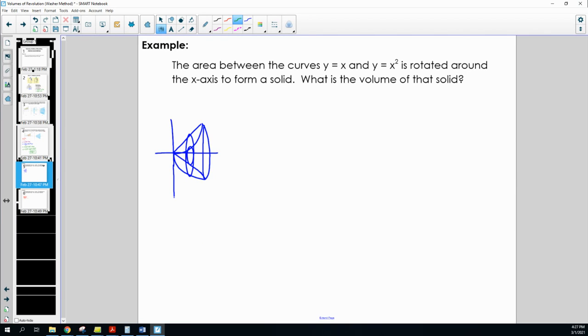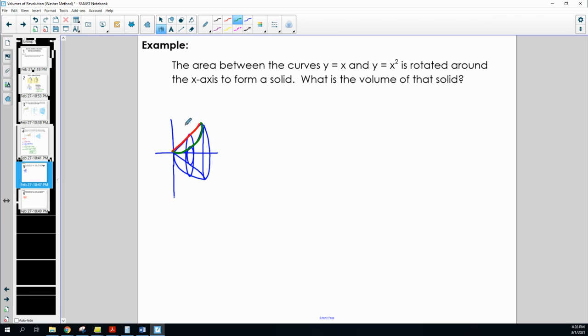Okay, let's look at another example. So I tried to pre-draw this because I knew how bad my drawing was last time. So we'll just look at that. So the area between the curves y equals x and y equals x squared is rotated around the x-axis to form a solid. What is the volume of that solid? So if we look here, let me try to highlight this. So right here, that's y equals x, that straight line. And then in green here, I have y equals x squared.